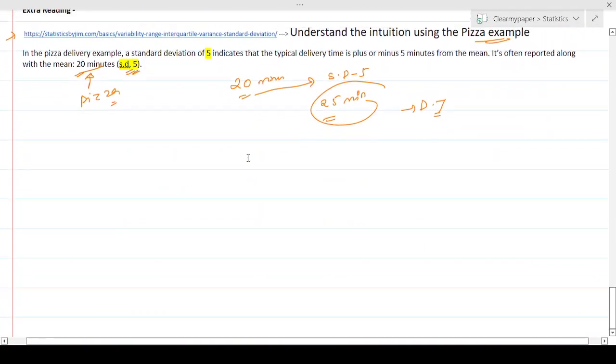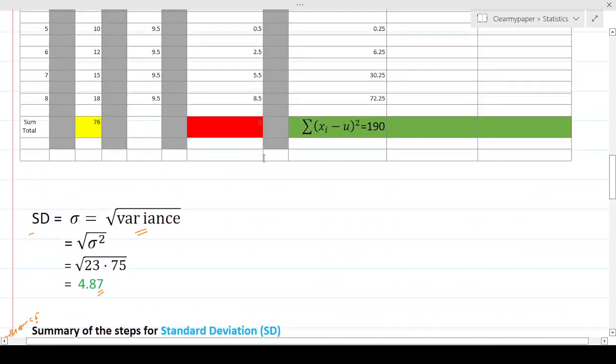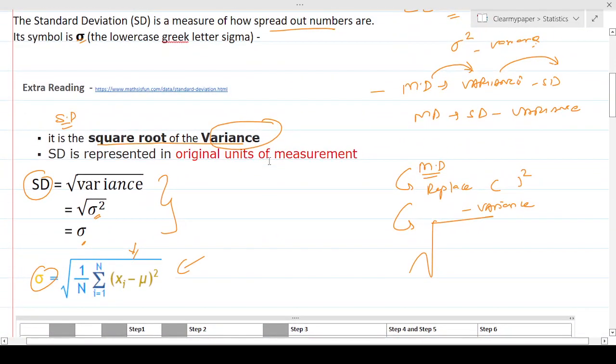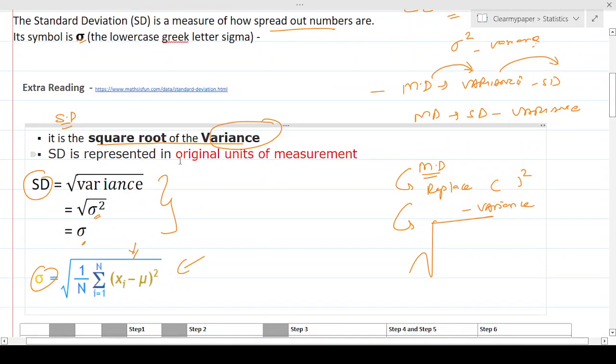So with that, that's a wrap up on why standard deviation, how standard deviation, and standard deviation pretty much is a square root of variance, and it retains the original unit of measurement.